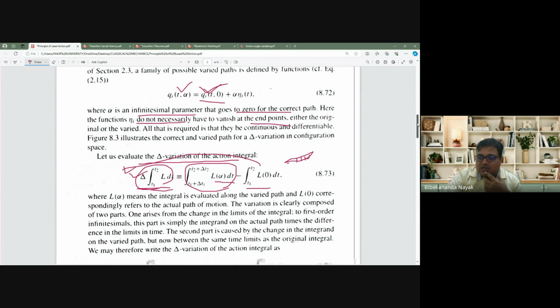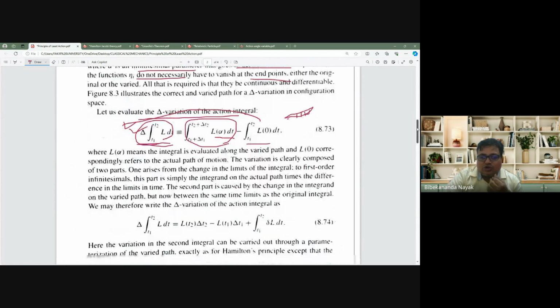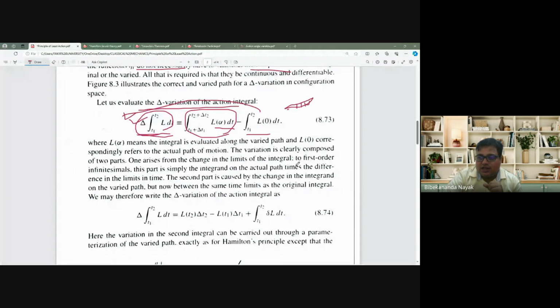The variation is clearly composed of two parts. One arises from the change in the limits of the integral, to first order infinitesimal. This part is simply the integrand on the actual path times the difference in the limit. The second part is caused by the integration of the varied path between the same time limits as the original integral. We may therefore write delta variation.